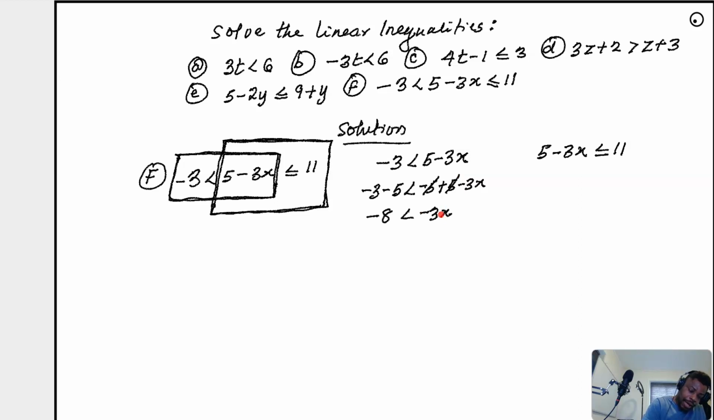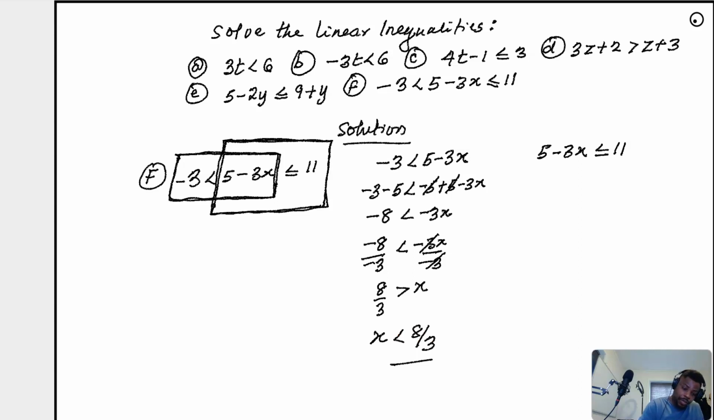Now, I'm looking for x. I have to divide through by minus 3, which is the negative. That means the inequality sign will change. So I'm dividing by minus 3. Okay, I'm dividing by minus 3. So which simply means this is 8 over 3. The inequality sign will change. And this is x. So this is 8 over 3 greater than x. That is still x is less than 8 over 3. That is the first one.